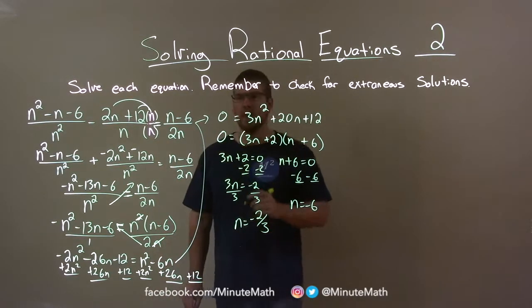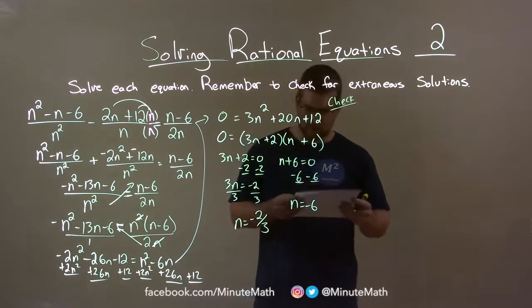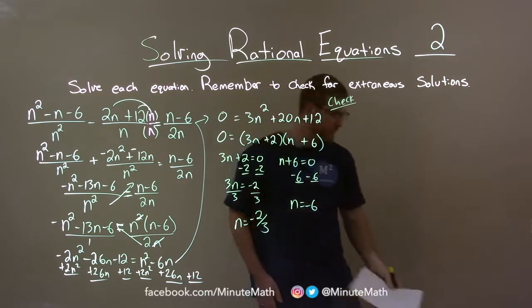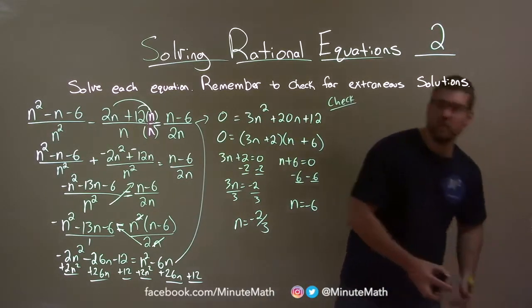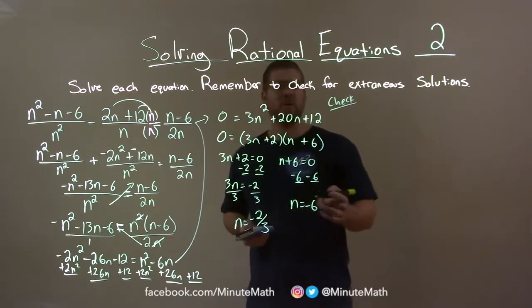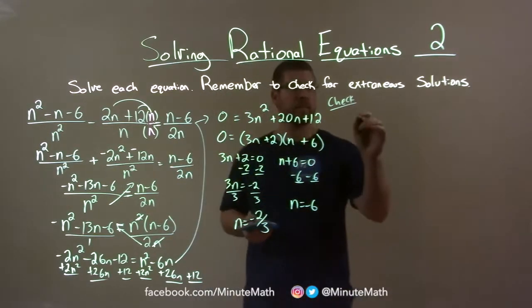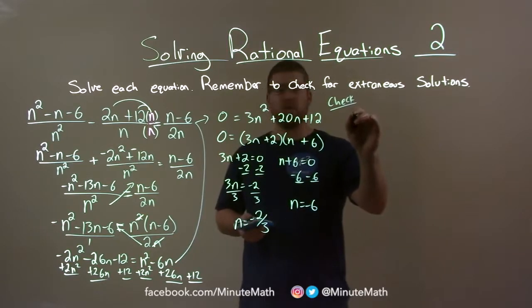All right. They tell us now that we have to check for our extraneous solutions here. Make sure we're all good. So what's the check here? I'm using a calculator to tell. We're going to plug each value into our original equation and see if the left and right hand side are equal. So let's do negative 2 thirds first.